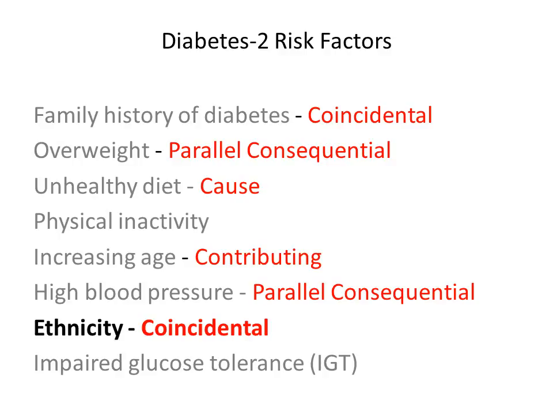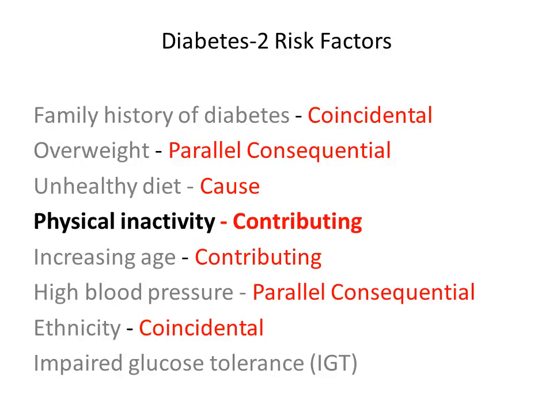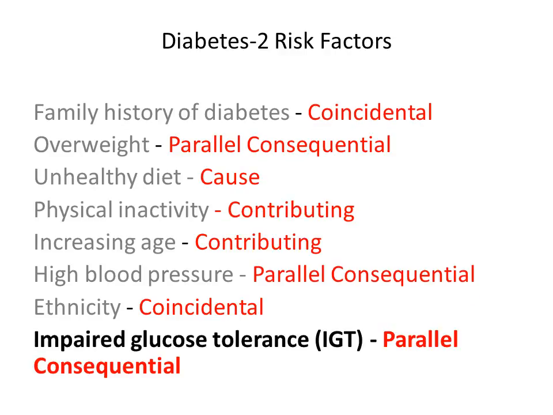Ethnicity was likely coincidental. The diabetes type 2 rates in China have gone up from less than 1% in 1980 to over 11.6% currently. Again, changing cultural habits are the most likely player here. Physical inactivity will be a contributing factor. Through using our muscles, we burn fat, which is at the base of our diabetes type 2. Hence, exercise reduces the cause and is a mitigating factor. Failing the impaired glucose tolerance test is another parallel consequence of being on a bad diet.